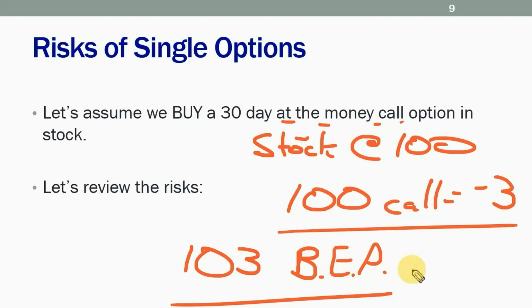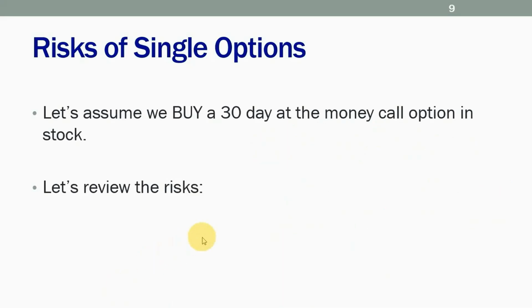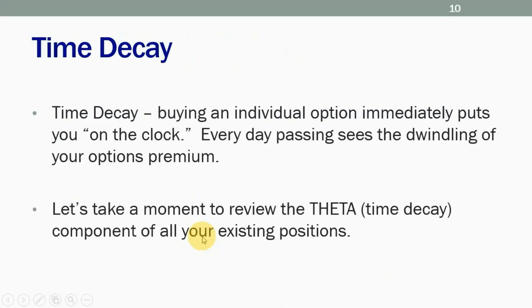All right, now we're having some fun. So you go out, you buy a 100 call. Forget all of this for a second. Let's review some of the risks of this particular position. First one that comes to mind, time decay. Buying an individual option immediately puts you on the clock, right?